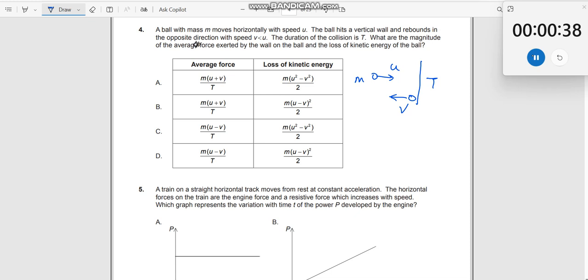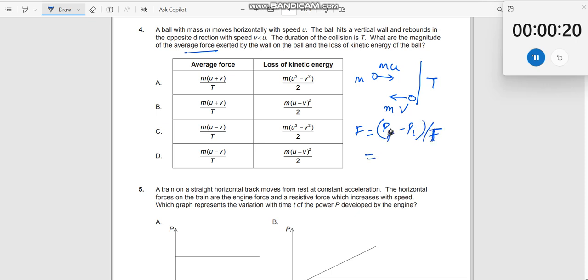What are the magnitudes of the average force? How do you do average force? Average force is nothing but change in momentum by time taken. So the momentum here should be m into v. Momentum here should be m into u. So therefore, force should be p final minus p initial divided by time taken, which is capital T here.